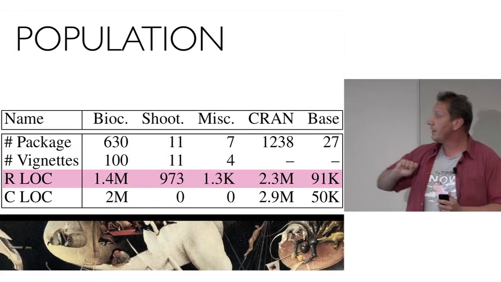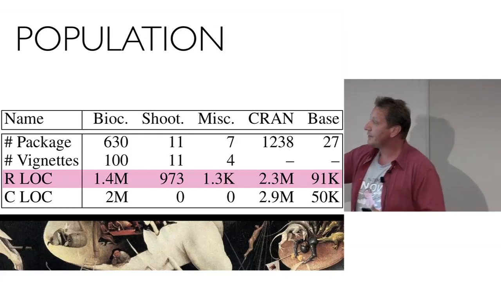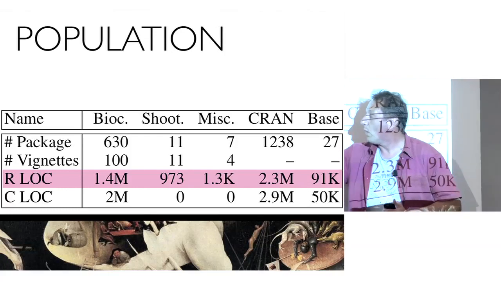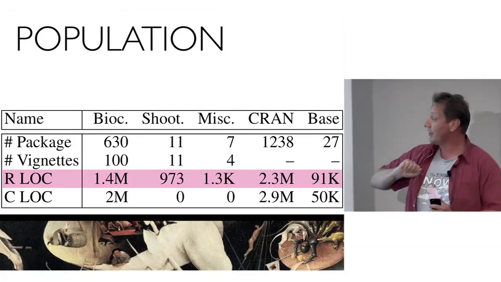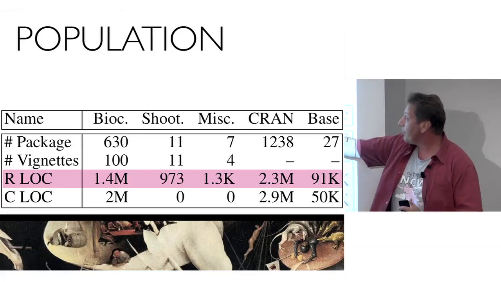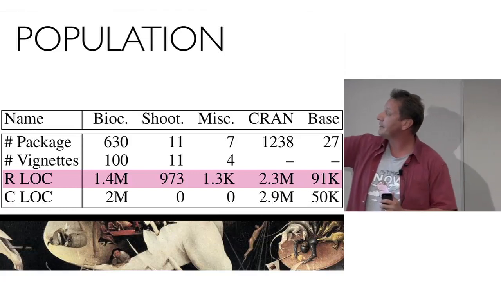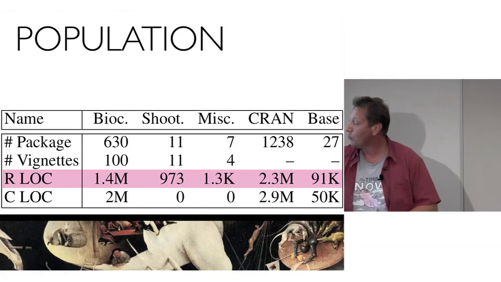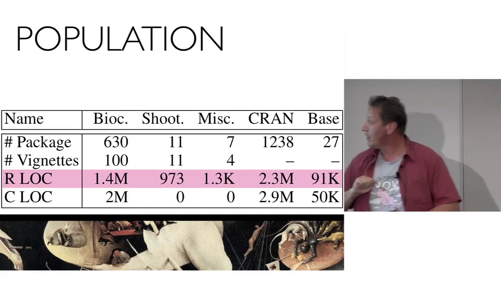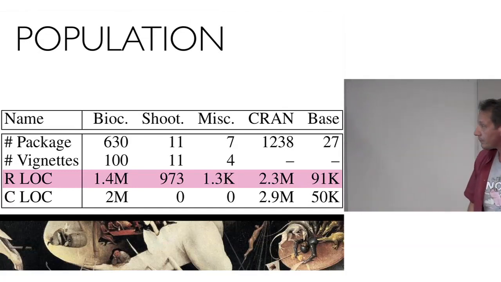Our population is Bioconductor, which is 1.4 million lines of R code. We have the shootouts, which are 900 lines, yay. And we have CRAN, the other big public open source repository, which has 2.3 million lines of R code, and some other stuff.